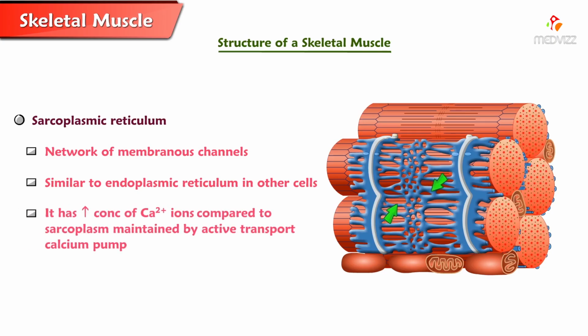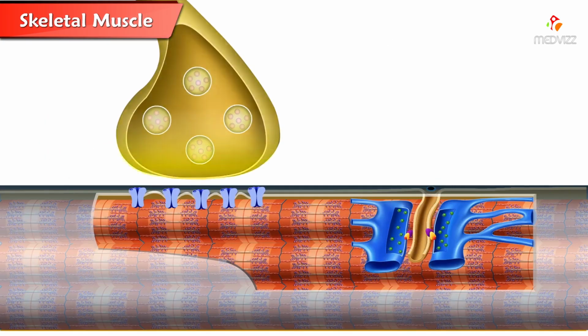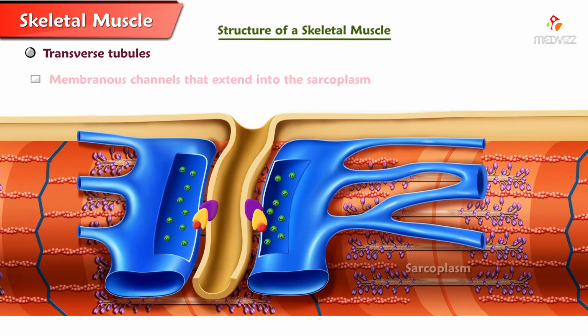Sarcoplasmic reticulum has a high concentration of calcium ions compared to the sarcoplasm, which is maintained by active transport calcium pump. When stimulated by a muscle impulse, membranes become more permeable to calcium ions and calcium diffuses out of the sarcoplasmic reticulum into the sarcoplasm. Transverse tubules.